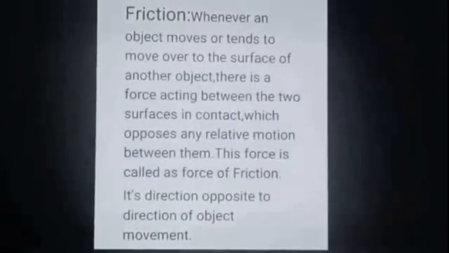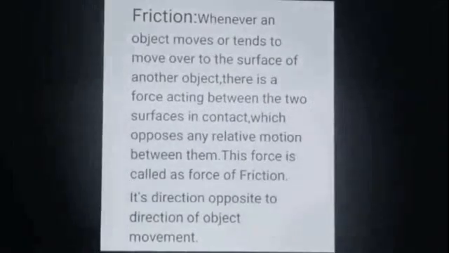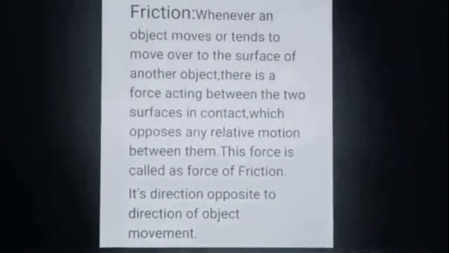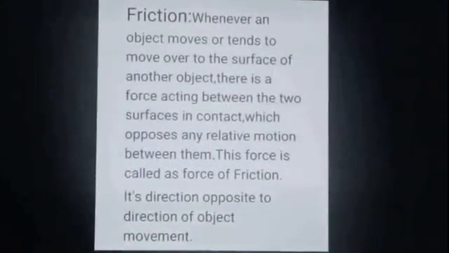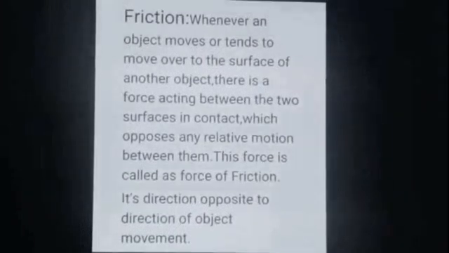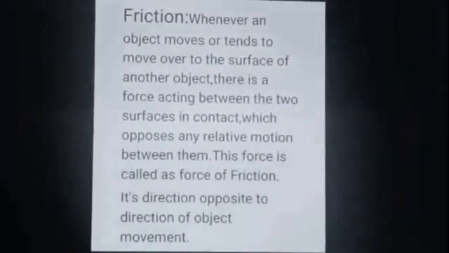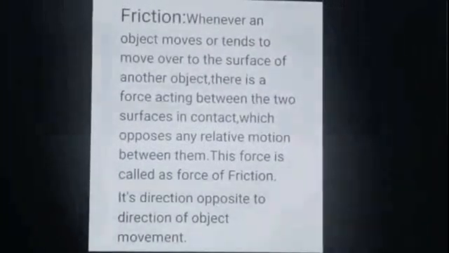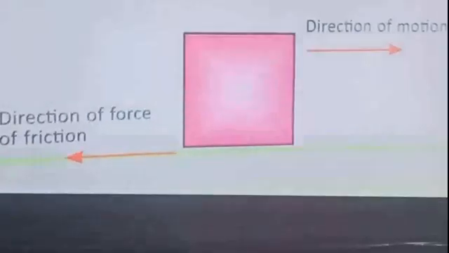Now we define friction. Whenever an object moves or tends to move over the surface of another object, there is a force acting between the two surfaces in contact, which opposes any relative motion between them. This force is called the force of friction. Its direction is opposite to the direction of movement of the object.